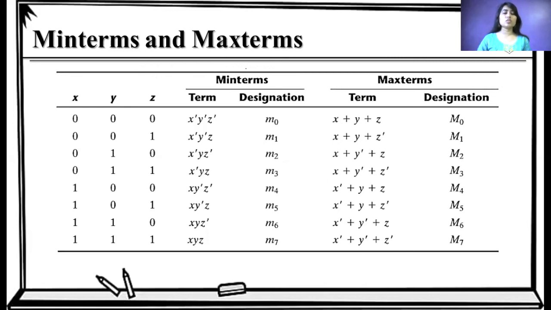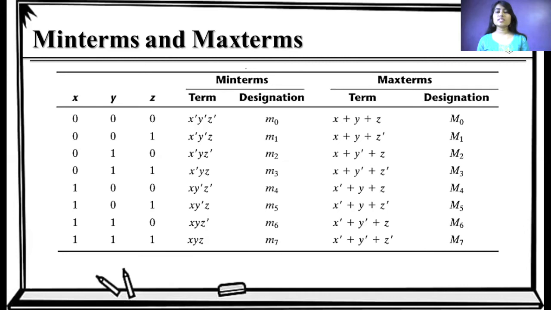Whenever any variable is 0, just represent this variable in inverted form. Otherwise, if it is 1, then normal form. So for x is equal to 1, y is equal to 1, z is equal to 0, we have x, y, z dash. And the last input condition, x, y, z equal to 1, 1, 1, this is x, y, z. So simply we can represent all variables in normal form. So this is how minterms can be formed for 3 input conditions.